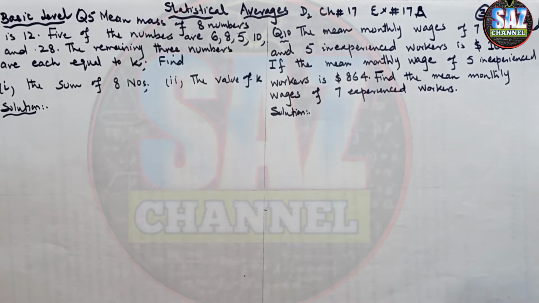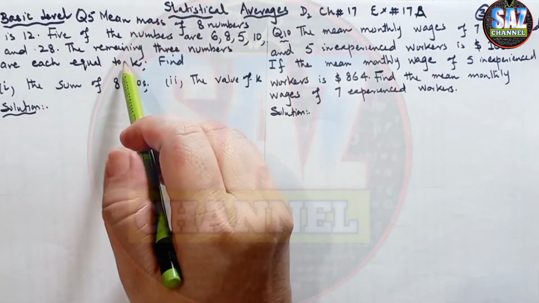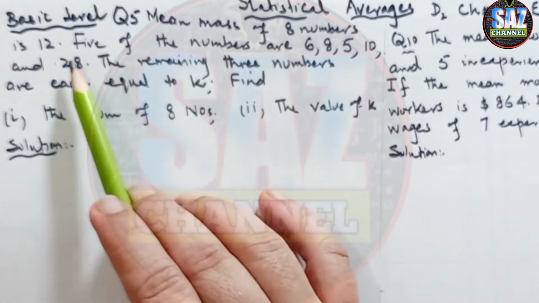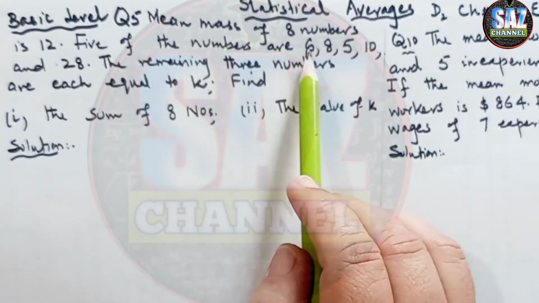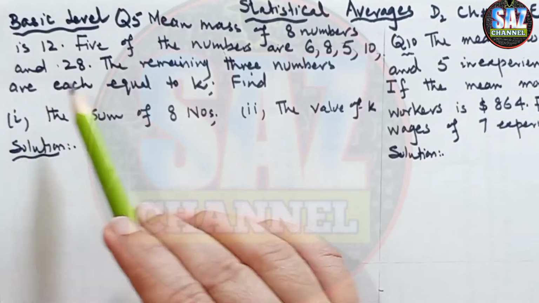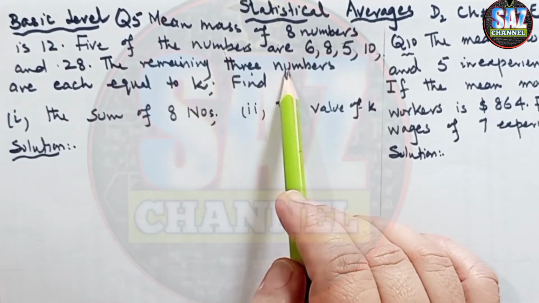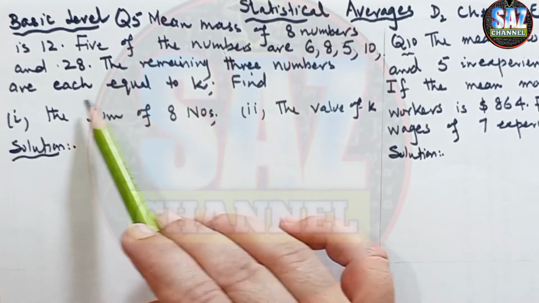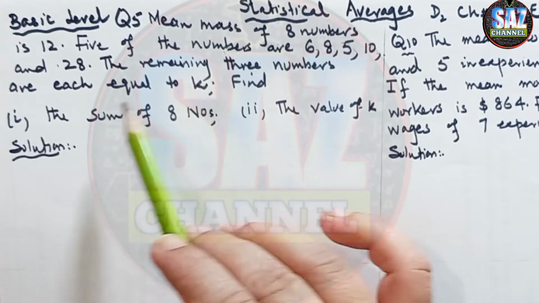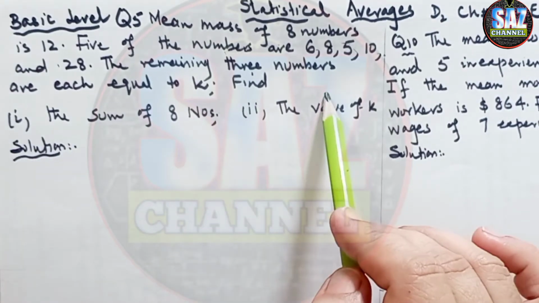Students, in this lesson we will be discussing question number 5, and I always ask my students to read, underline and understand important terms of the question. Let's read the question together. Question says the mean of 8 numbers is 12. 5 of the numbers are 6, 8, 5, 10 and 28. The remaining three numbers are each equal to k. Find the sum of 8 numbers and the value of k.